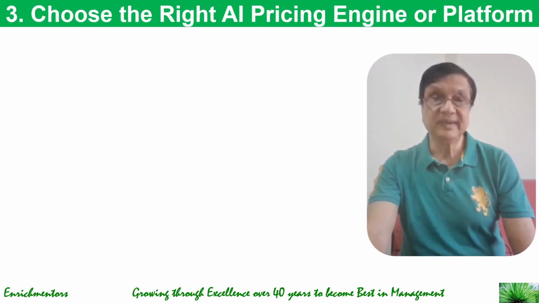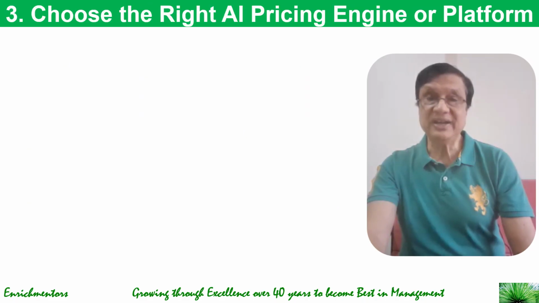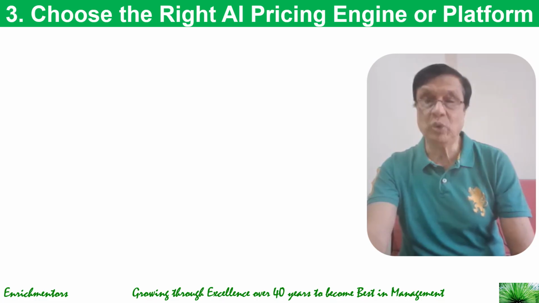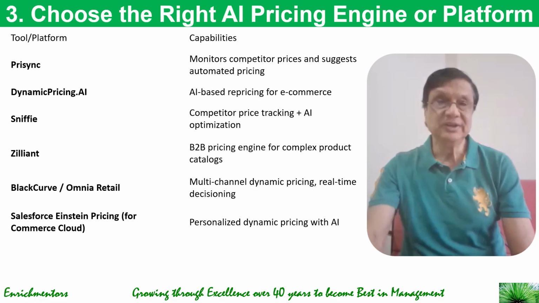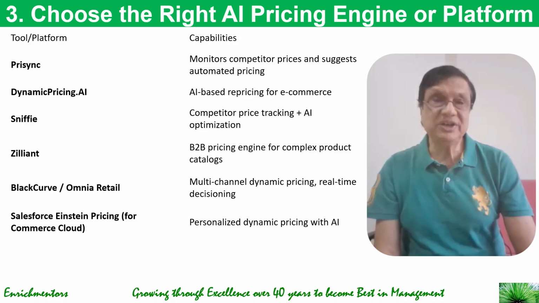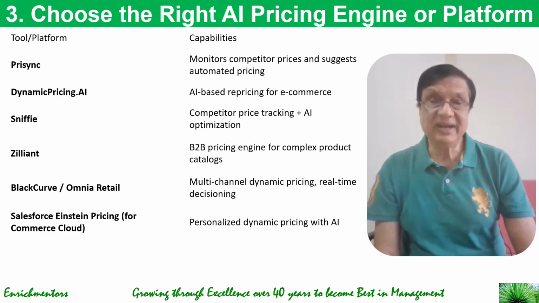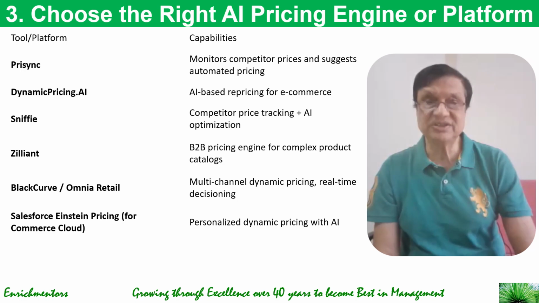AI engine. The third thing is to choose the right AI pricing engine or platform. You have the objectives, you know what you want to achieve, and you have fed the data. Now it's time to choose the right AI platform. What are these platforms and how do you select them? It's all based on the capabilities of these platforms and what you need. There is PriceSync, which can monitor competitor prices and suggest automated pricing. Then there is Dynamic Pricing AI, which has AI-based pricing for e-commerce, so if you're an e-commerce company, you could look at this.